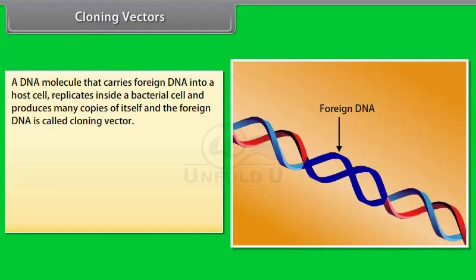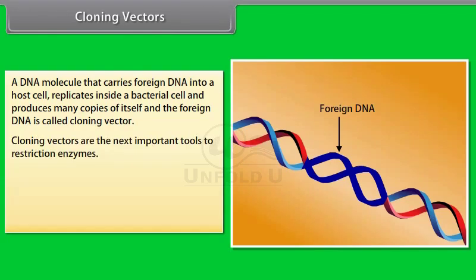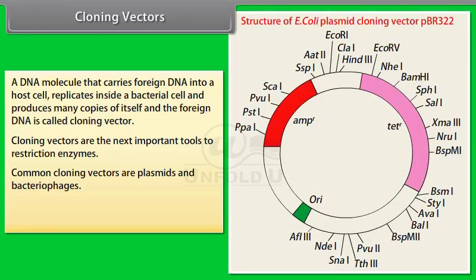Cloning vectors. A DNA molecule that carries foreign DNA into a host cell, replicates inside a bacterial cell and produces many copies of itself, along with the foreign DNA, is called a cloning vector. Cloning vectors are the next important tools after restriction enzymes. Common cloning vectors are plasmids and bacteriophages. The following features are required to facilitate cloning into a vector.